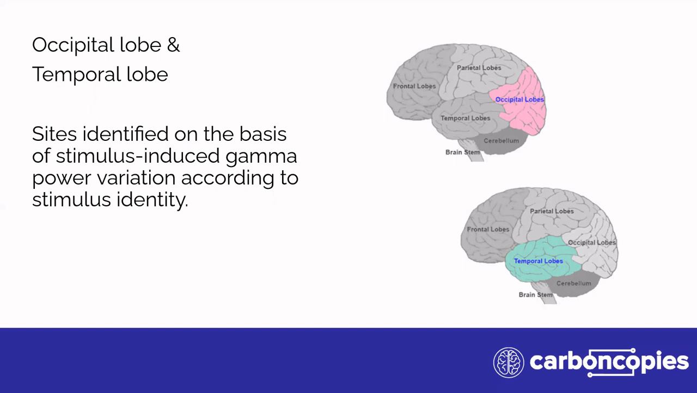On average, data from 67 plus or minus 12 trials were used, and a sliding window FFT was used for time frequency analysis. The sites that were identified on the basis of stimulus-induced gamma power variation were in the temporal lobes and occipital lobes.